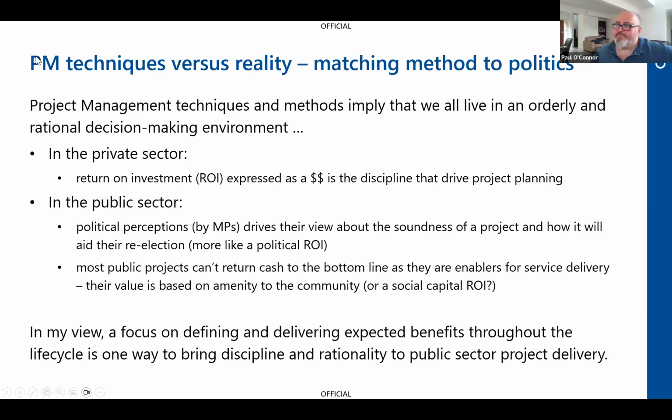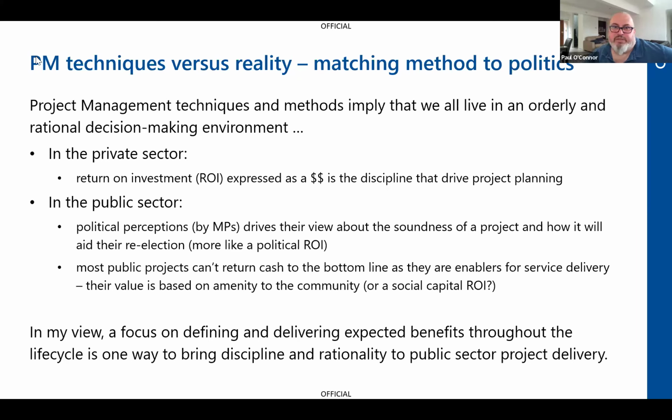However, in the public sector, we have a different paradigm. So we have political perceptions by MPs or decision makers, which often drives their view about the soundness of a project and how it will aid their re-election.